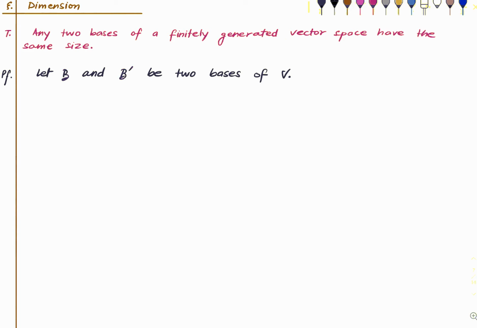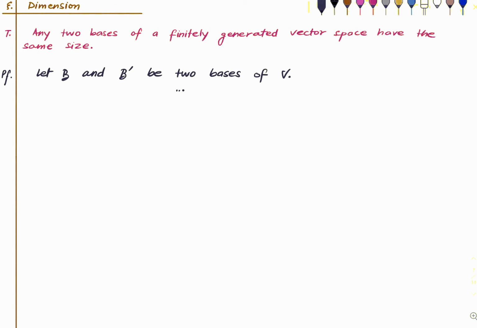And now reverse the roles. Think of this as a basis and this as just some linearly independent list. So the size of this is at most the size of that. So these two things give you that B and B prime have the same size. So dot dot dot, you can fill in the details. There is nothing to fill in anyway. So these two bases must have the same size, and we have this remarkable and beautiful property that any two bases of a finitely generated vector space have the same size.